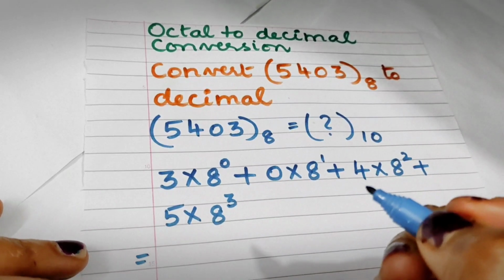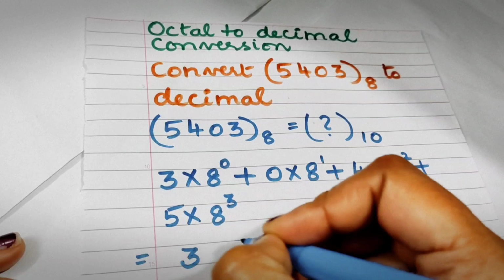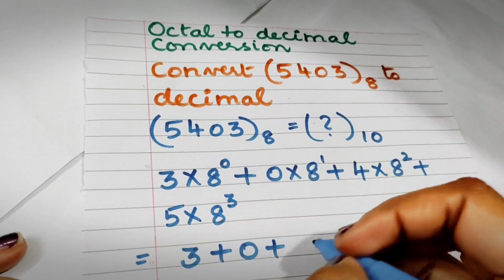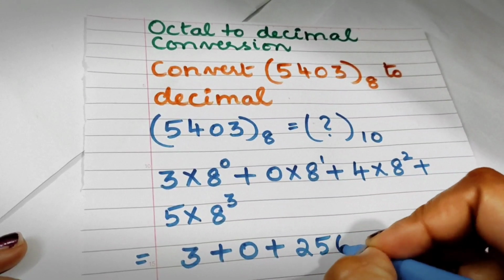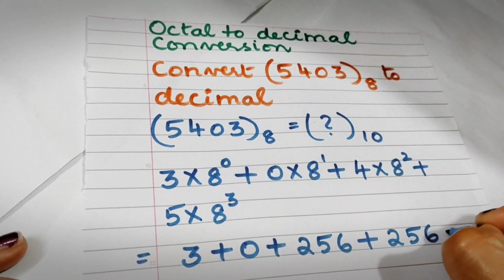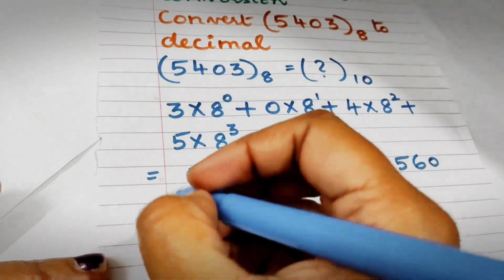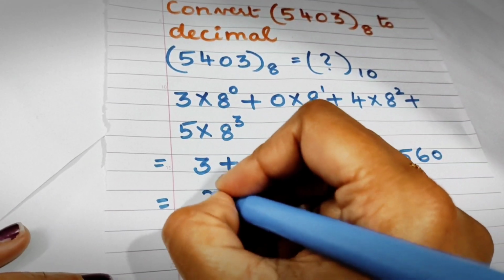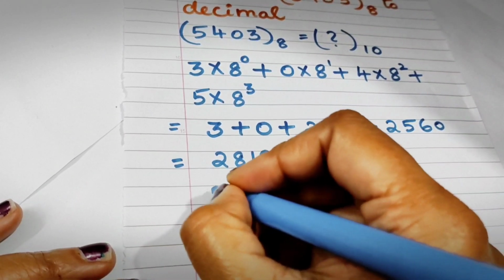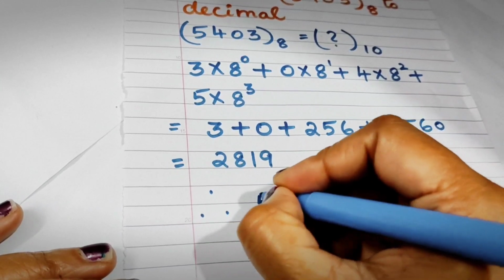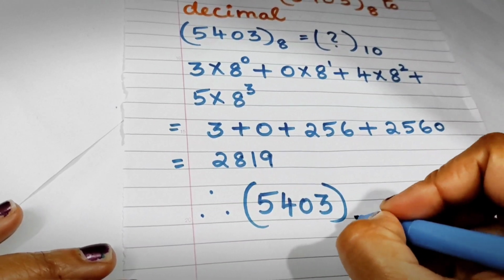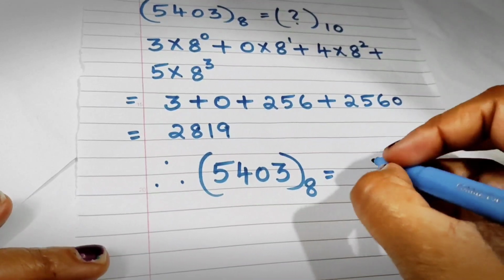Now 3 into 8 raised to 0 is 3, plus 0 into 8 raised to 1 is 0, plus 4 into 8 square is 256, plus 5 into 8 cube is 2560. Now if we add up these, we get the result as 2819. Hence, the decimal equivalent of the octal number 5403 is 2819.